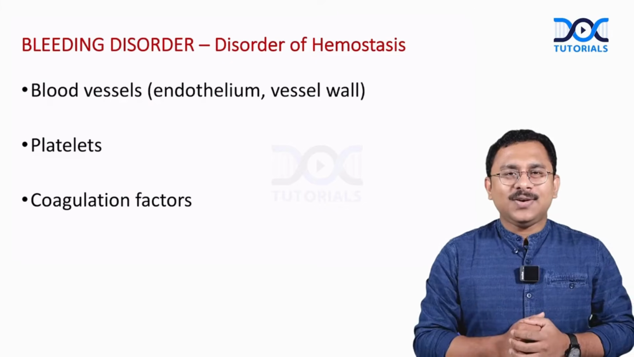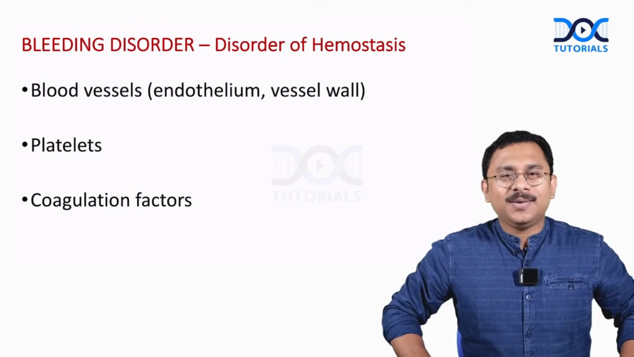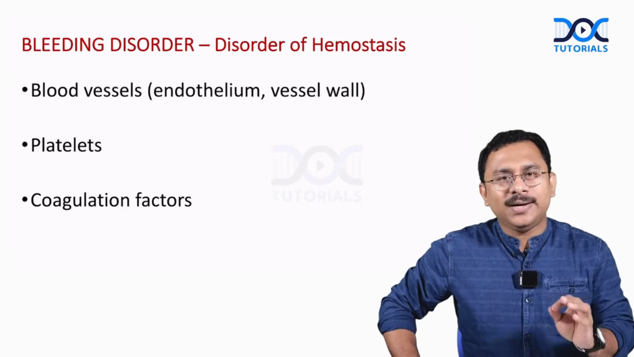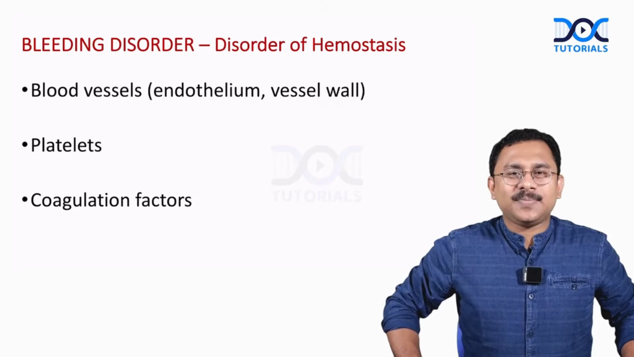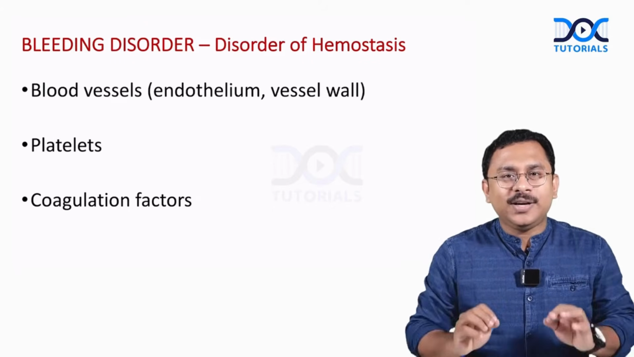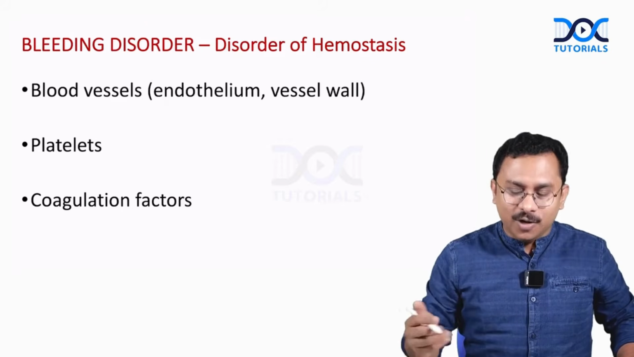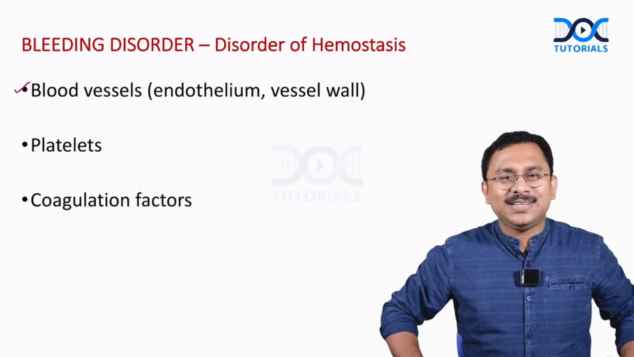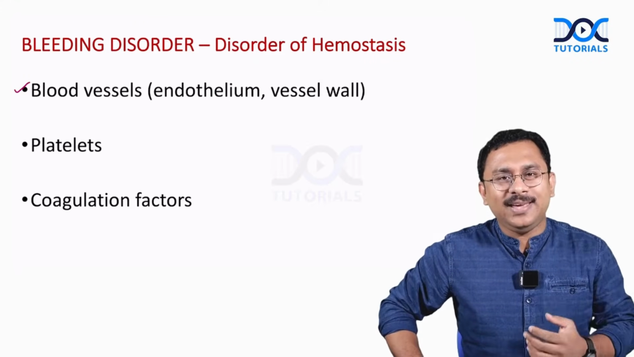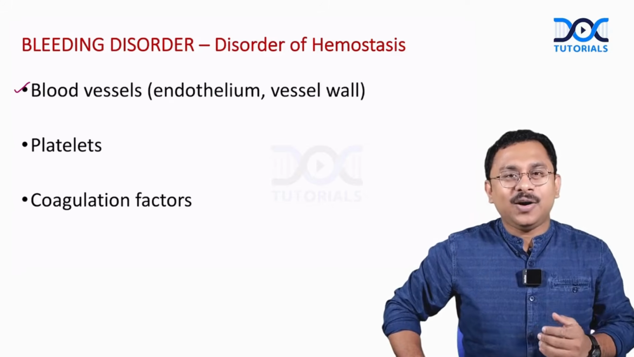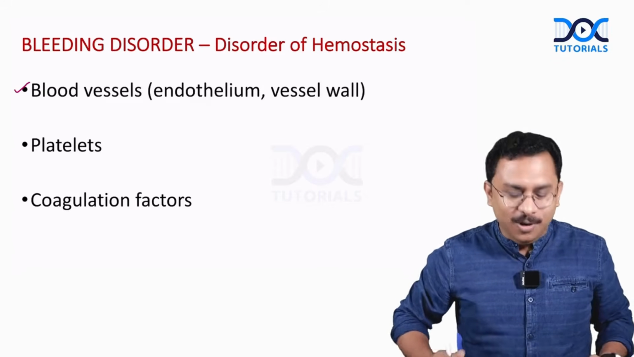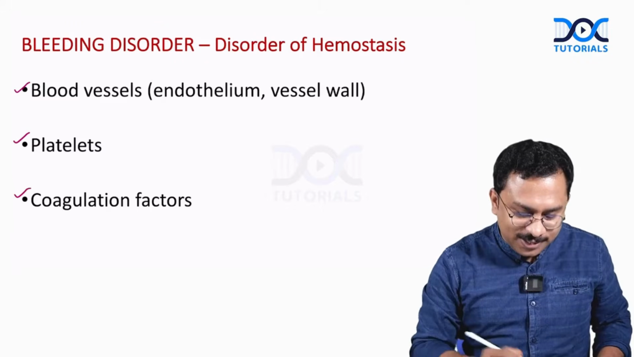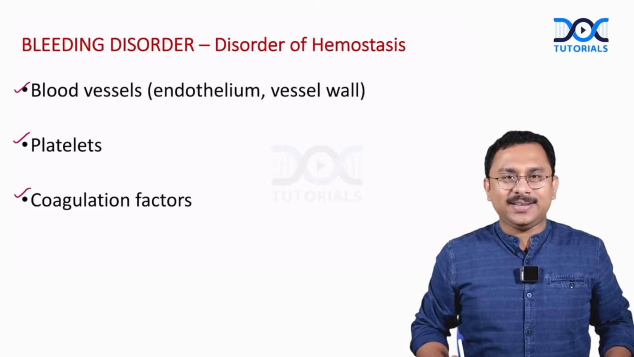So we'll have a discussion on the approach to bleeding disorder. So what exactly is a bleeding disorder? A bleeding disorder is nothing but a disorder of hemostasis. Now when you talk of disorders of hemostasis, you've got disorders affecting either the blood vessels, which means a defect in the vascular endothelium, or a disorder involving the blood vessel wall. It can be a disorder involving the platelets or a disorder involving the coagulation factors.